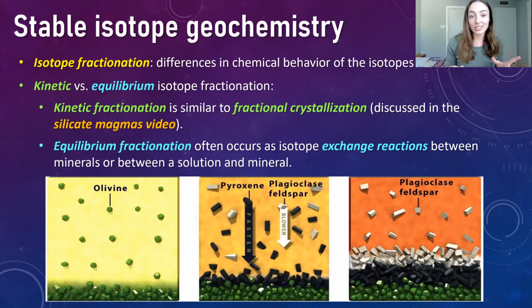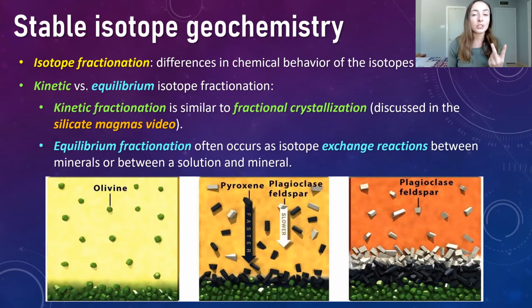So that was a lot of words. Let me break it down. So before we even talk about the applications of stable isotopes, we need to talk a little bit about something called isotopic fractionation. Isotopic fractionation is basically how much the behavior of isotopes of a given element differ from one another. For example, consider oxygen.